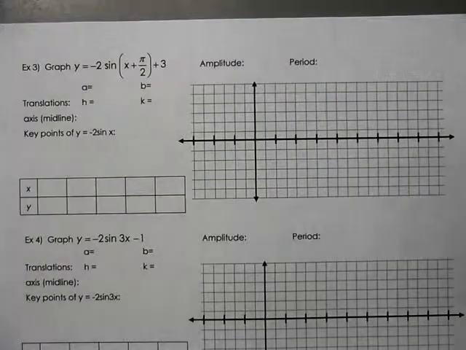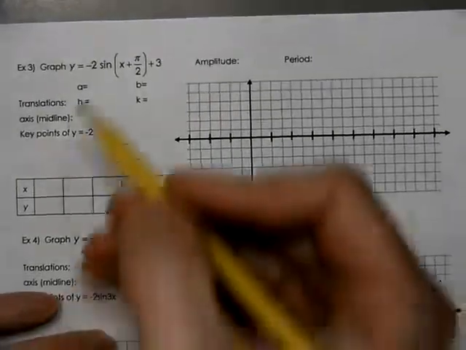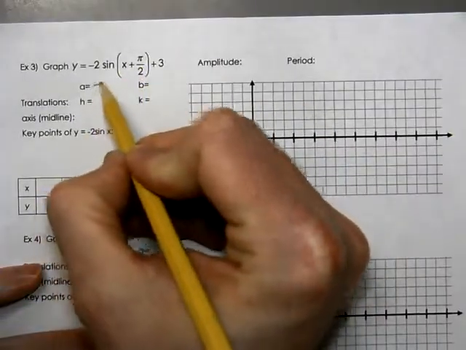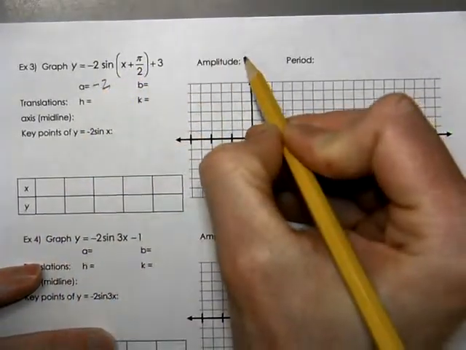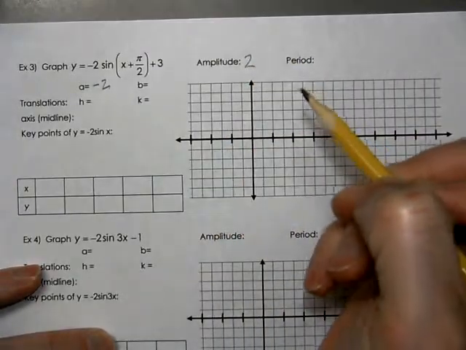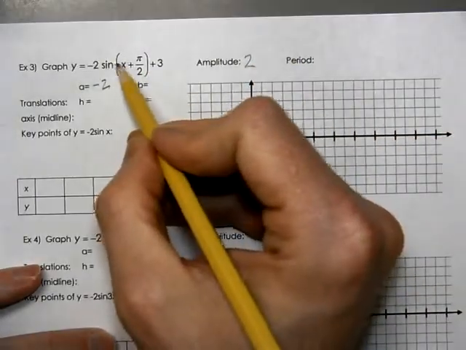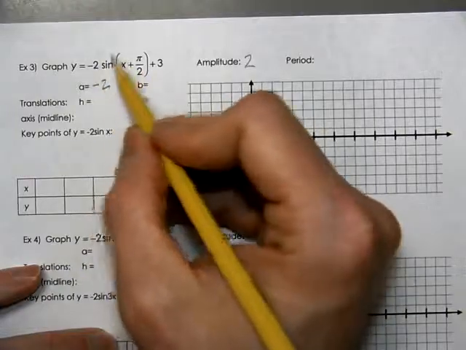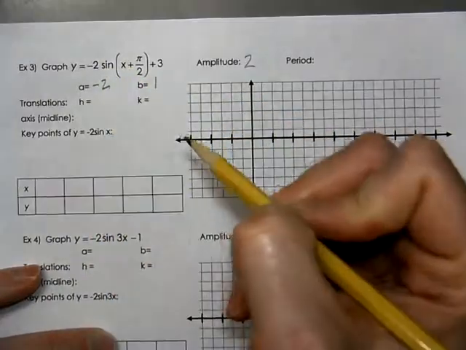On the next page, we're looking at y equals negative sine of x plus pi over 2 plus 3. Notice the pi over 2 is in parentheses. Our a value is negative 2, so that makes our amplitude 2. The b value is the value that's between the sine and the x. We don't have any, so that would just be 1.